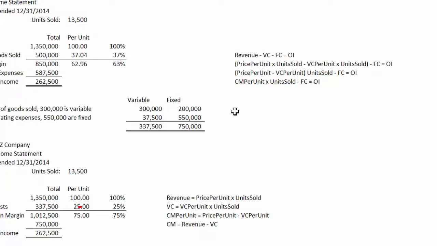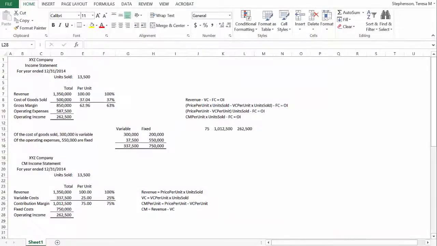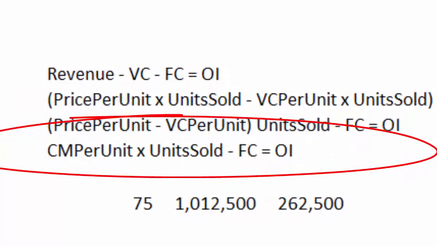That's pretty straightforward. Contribution margin per unit we have down here is $75. Okay, if I take that times units sold, so let's take the $75 times the number of units sold. Oh, look, that's the contribution margin. If I take that number and I subtract the $750,000, now I have my operating income. So all I did was take this statement and rearrange it into this equation. And this equation is the foundation of cost volume profit analysis.